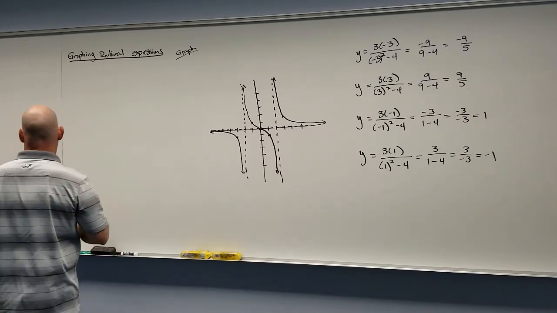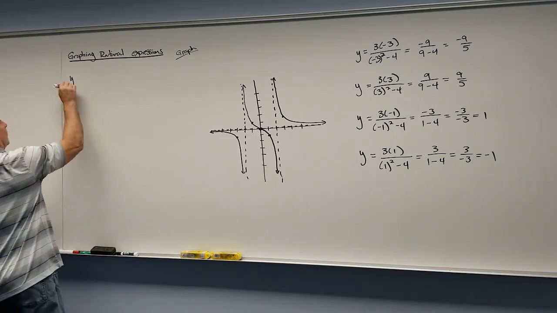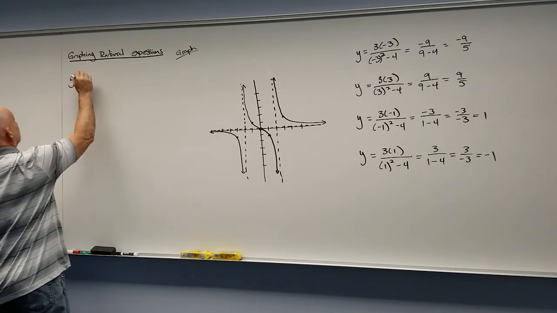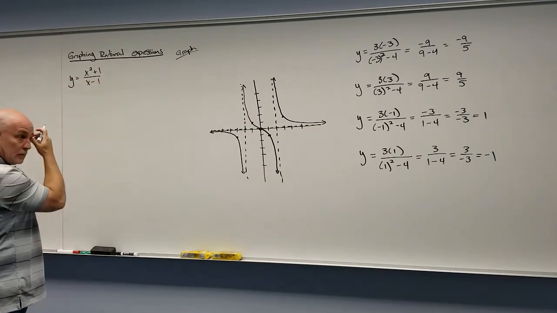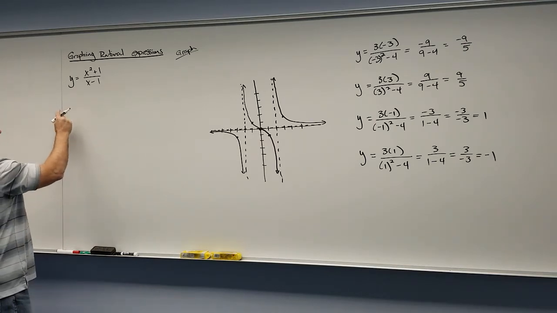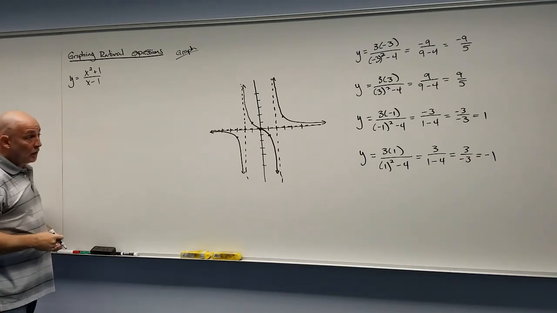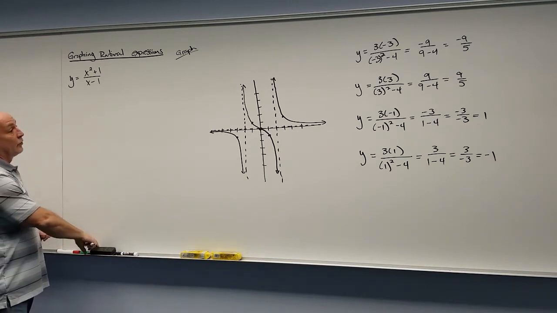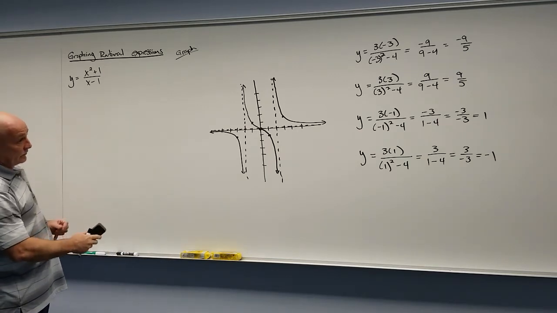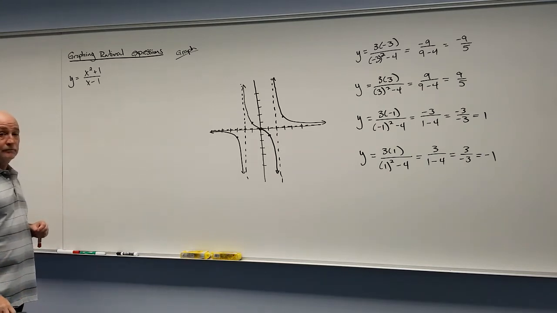Let's take a look at y is equal to x squared plus 1 all over x minus 1. Again, do me a favor, hit pause. See if you can find the x-intercepts, y-intercepts, vertical asymptotes, horizontal asymptotes, and slant asymptotes, if it has any. Go.